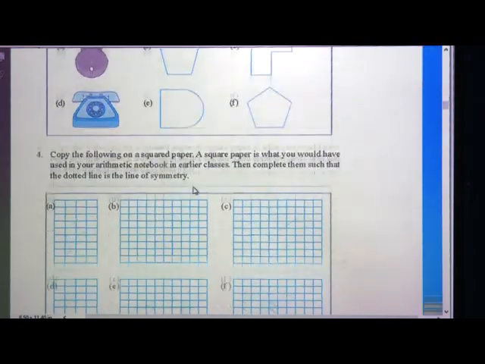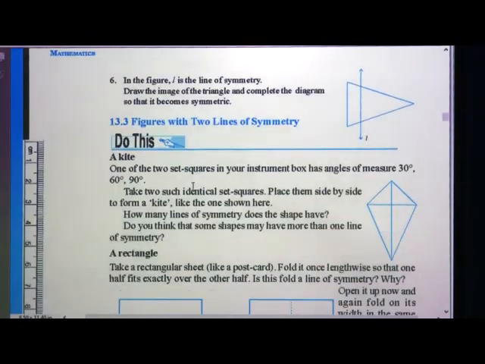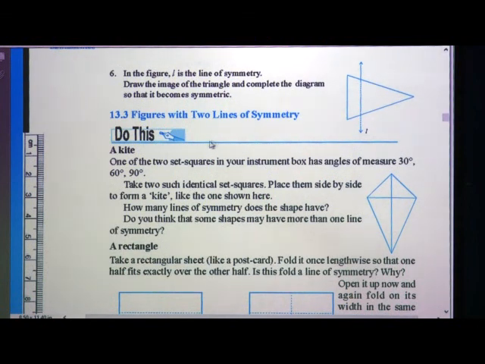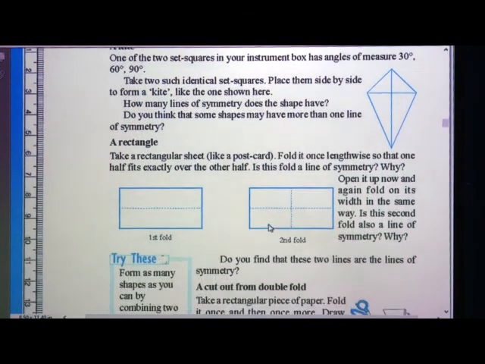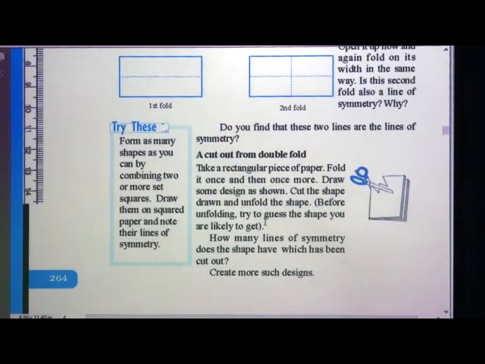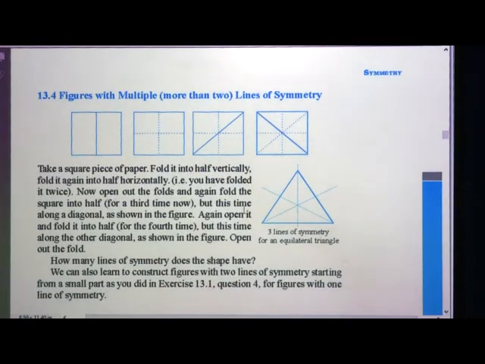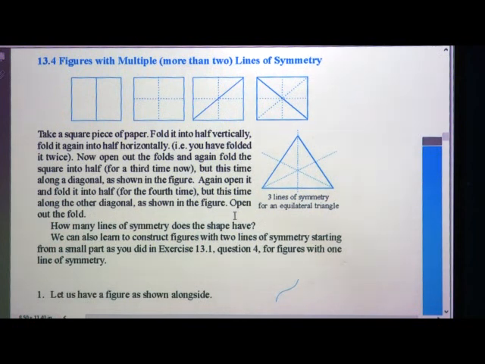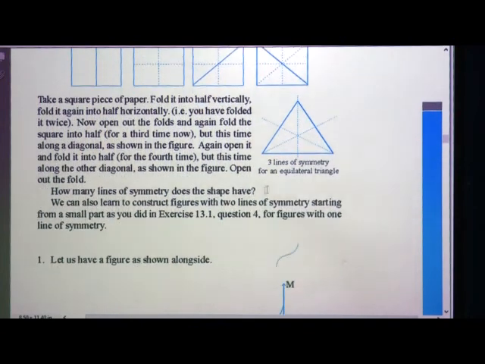Then we have solved the examples from exercise 13.1. We have also seen figures which have 2 lines of symmetry and figures which have more than 2 lines of symmetry. We can fold the paper and then find the number of lines of symmetry. Few figures also have multiple lines of symmetry. It means they have 3, 4, 5 or 6 lines of symmetry.